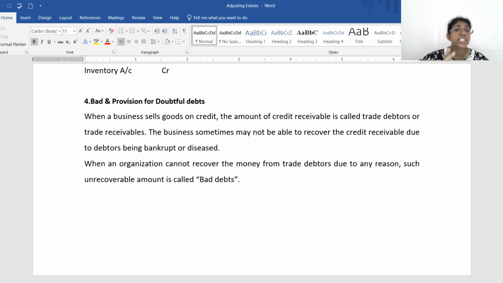This happens when the company is selling goods on a credit basis. The amount of credit receivable is called a trade debtor or trade receivable, and sometimes that particular debtor or trade receivable may not be able to pay. He may go bankrupt or be deceased. Then, if we cannot recover this amount from the debtor, we are going to record it as the bad debt.